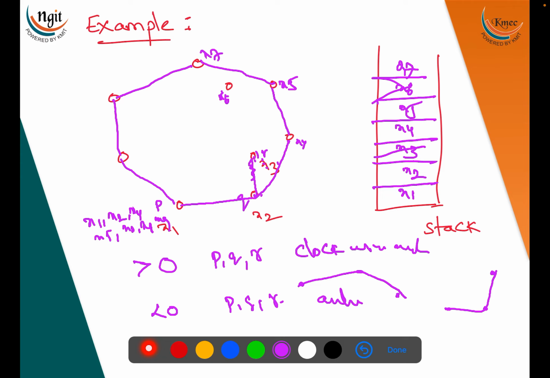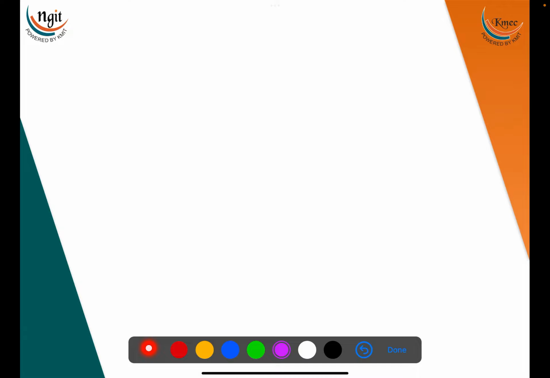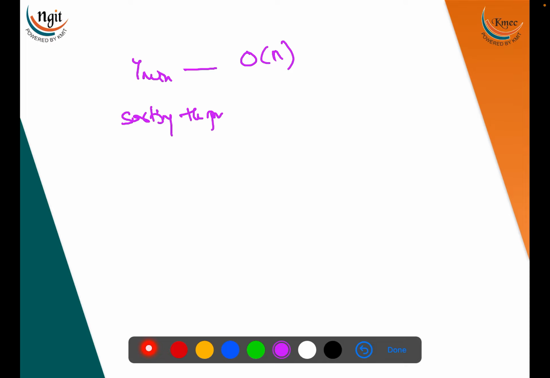Now we'll see the complexity of this algorithm. As far as the Graham-Scan algorithm is concerned, we take the vertex with the minimum y coordinate, and this process is for all the vertices that are there, that means big O of n. Then we'll sort the points. We will not sort all the points because we will not join all the points. So the complexity of this will be big O of n log n.